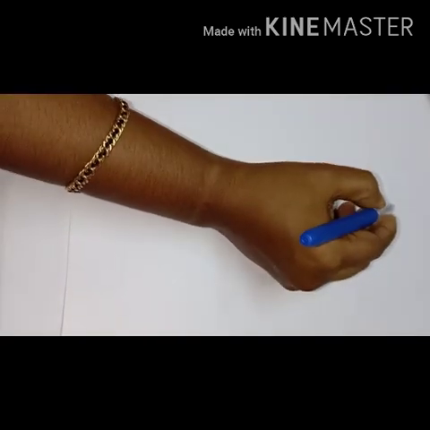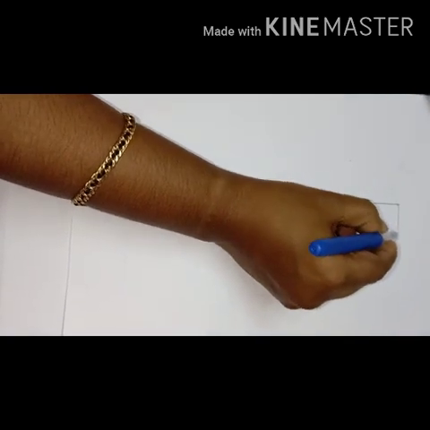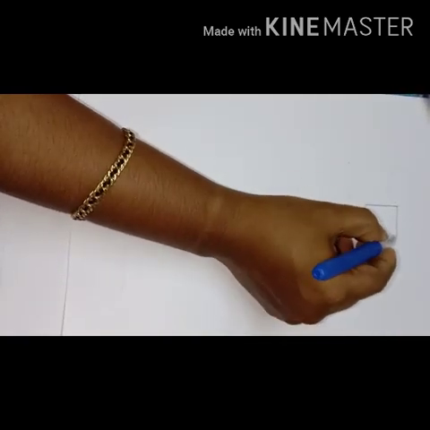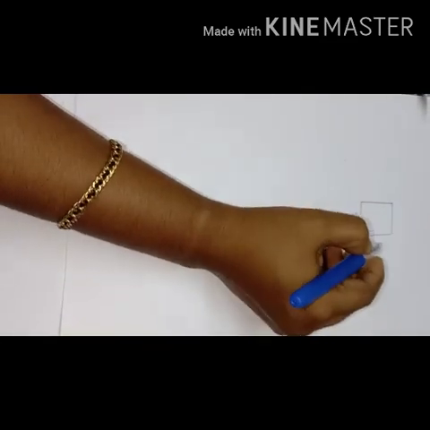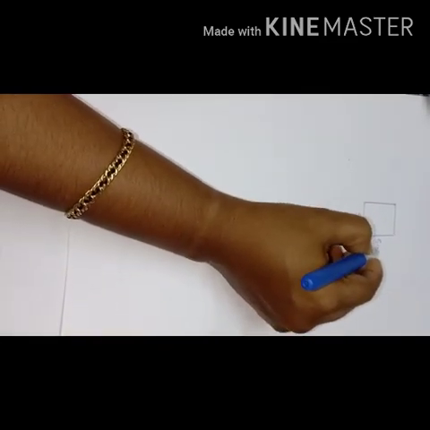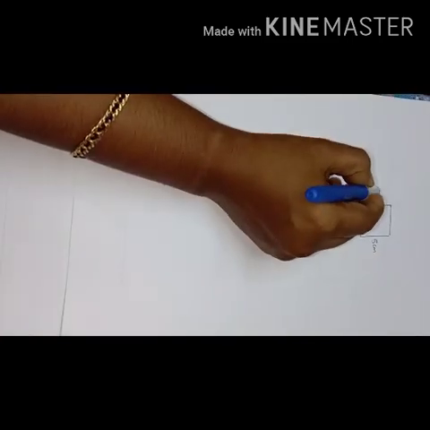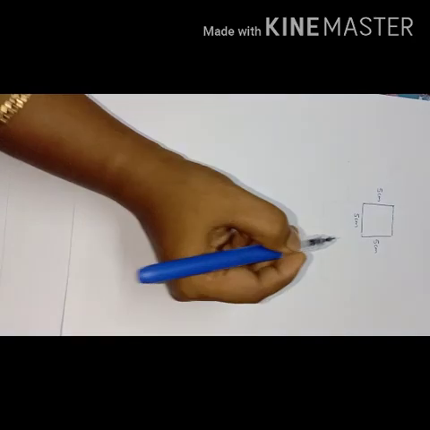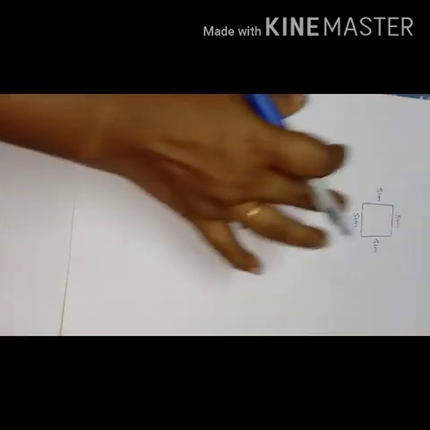For any question we should draw a rough figure. First draw a rough figure having 4 equal sides like this. This is 5 centimeter and this also 5 centimeter. Now let's draw the picture. The 4 sides are 5 centimeter.